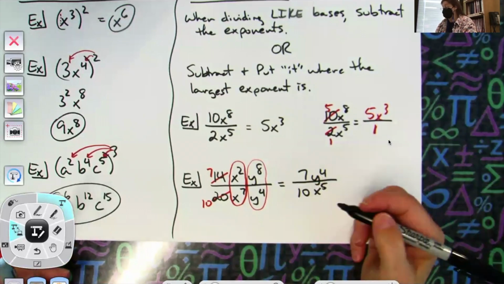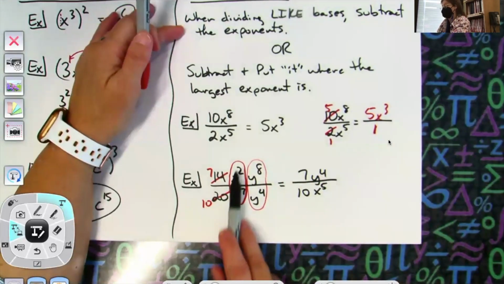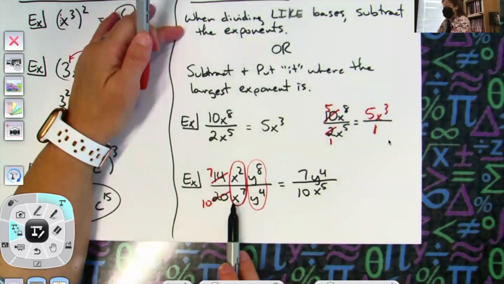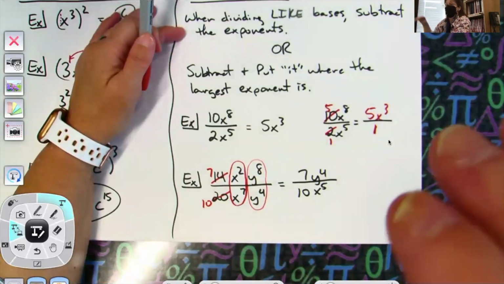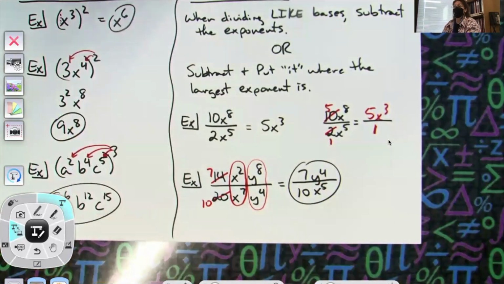All right, it's quicker in the sense that had you used the rule up here, you would have subtracted this. 2 take away 7 would have given you -5. It would have been in the top, then you would have had to move it to the bottom. All right, doing it this way, subtracting like normal and putting it in the bottom kind of saves a step.